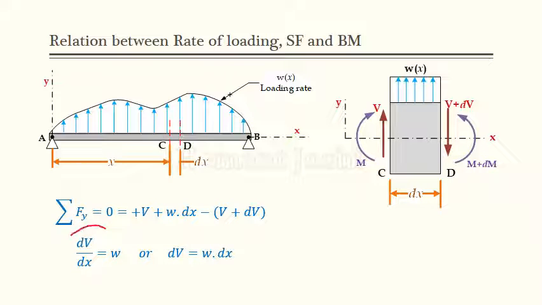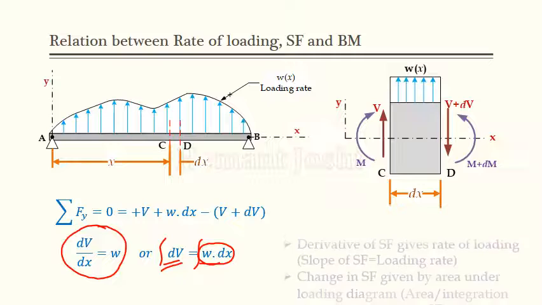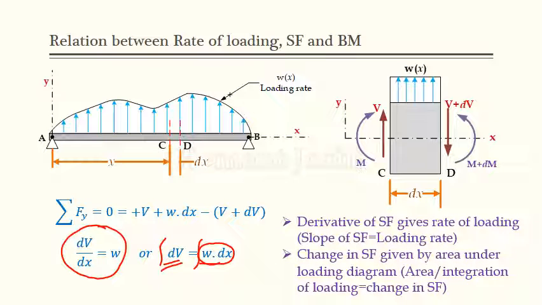Observe, this is the first relation we are getting. The derivative of shear force is nothing but the rate of loading. If I transfer the variables, I will come to know that dV equal to W dx. If I take integration on both sides, then it is clear that the area of the loading diagram, or integration of the loading, gives me the change in shear force. So these two relations are very important, which give me concluding forms.